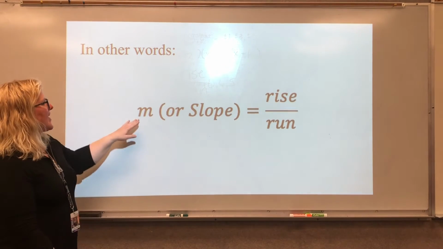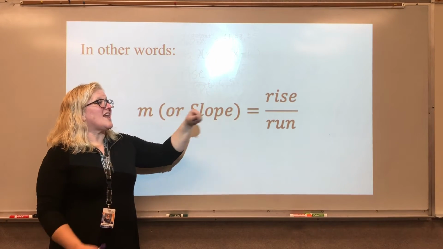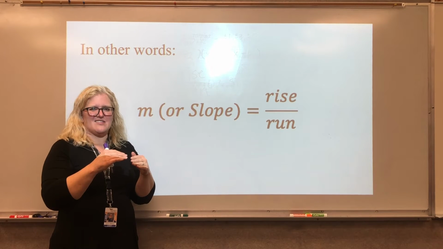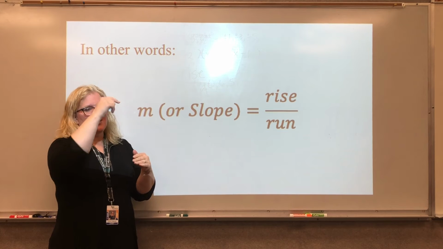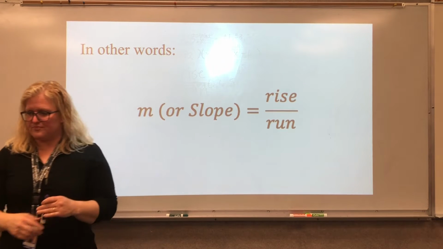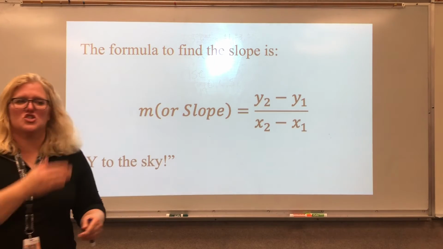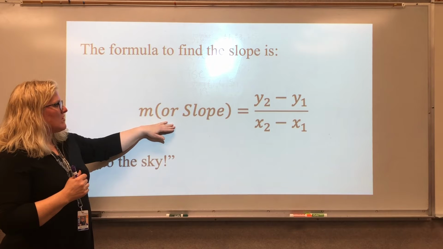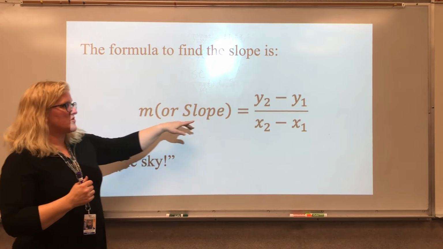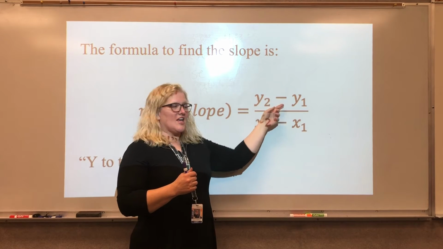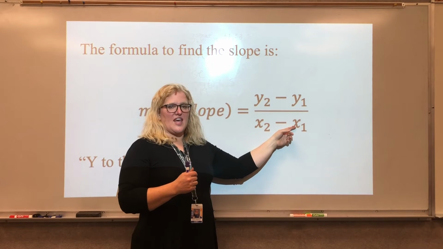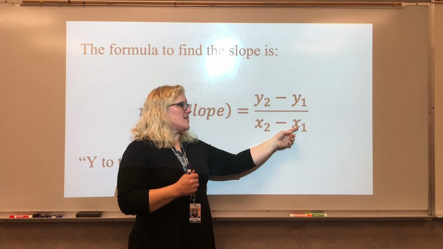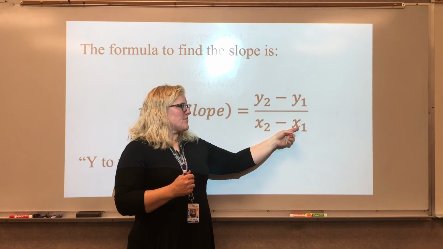Like I said, the slope is rise over run. Now they use the word rise, but it can also be sinking. So you're not always going up and over. Sometimes you're going down and over. But it's just the change in y. This is the formula to find the slope. So you subtract the y's and you put it over the difference of the x's, but they go in the same order. So y2 minus y1 over x2 minus x1.